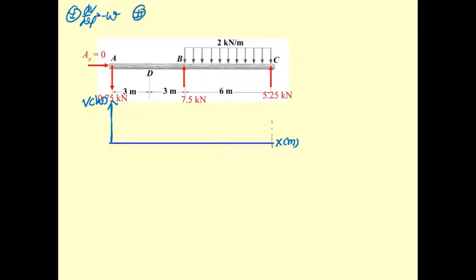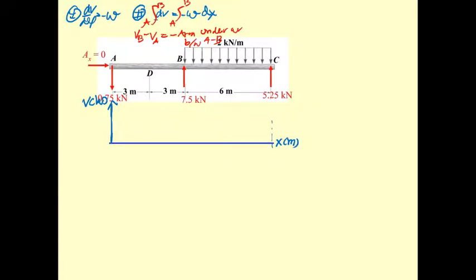Second, you draw the scale: dV equals minus w dx, and if you integrate it from A to B, we have V sub B minus V sub A equal to the integration, minus the area under w between A and B. Then the third one we have what?